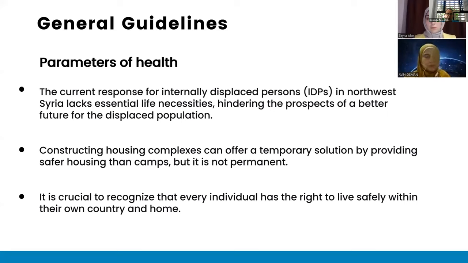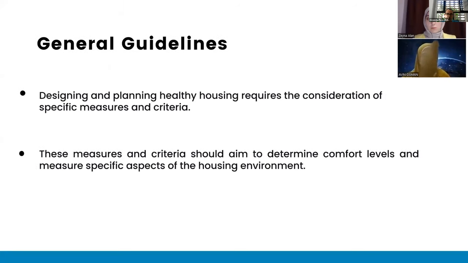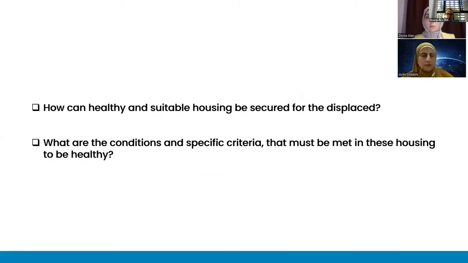The current response for internally displaced persons in northwest Syria, like essential life necessities. They are planning healthy housing, requiring the consideration of specific measures and criteria. You must determine what these criteria and measures are. The question: how can healthy and suitable housing be secured for the displaced?